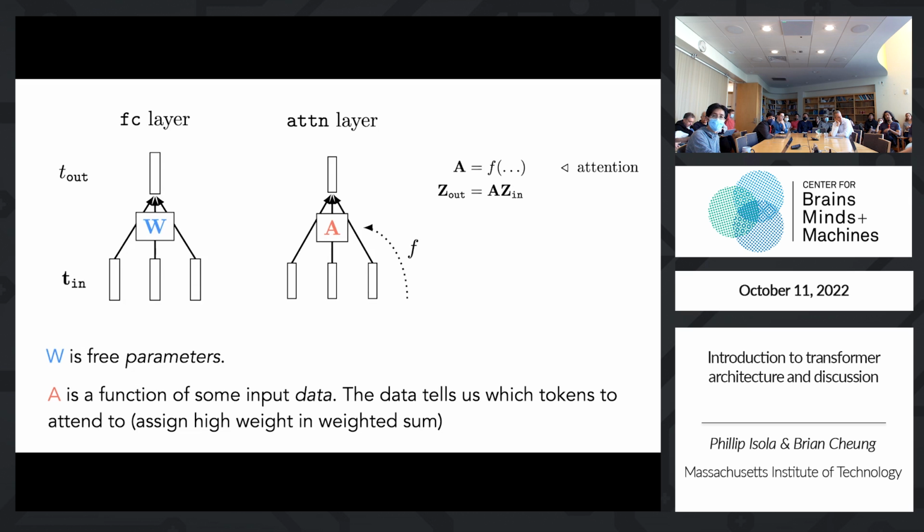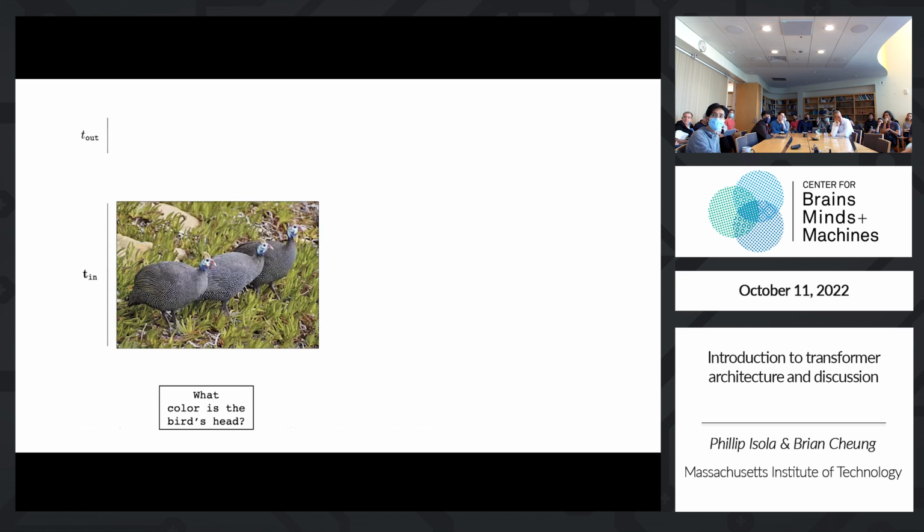Okay. And so A is the weight matrix, and it's just a function of something else. It tells you what to attend to, how much weight to apply to each token in the input sequence. And you'll take a weighted sum, which is just matrix multiply A by the tokens. Okay, notation, don't worry about it.